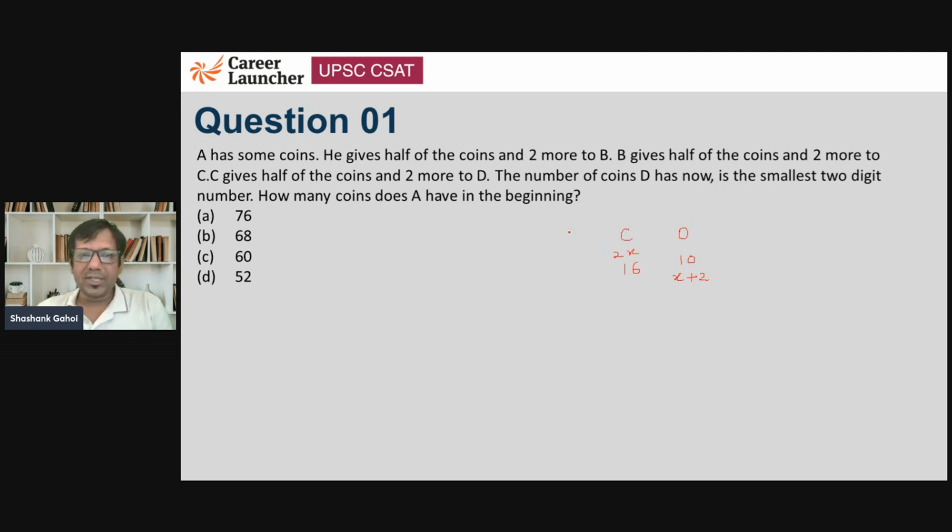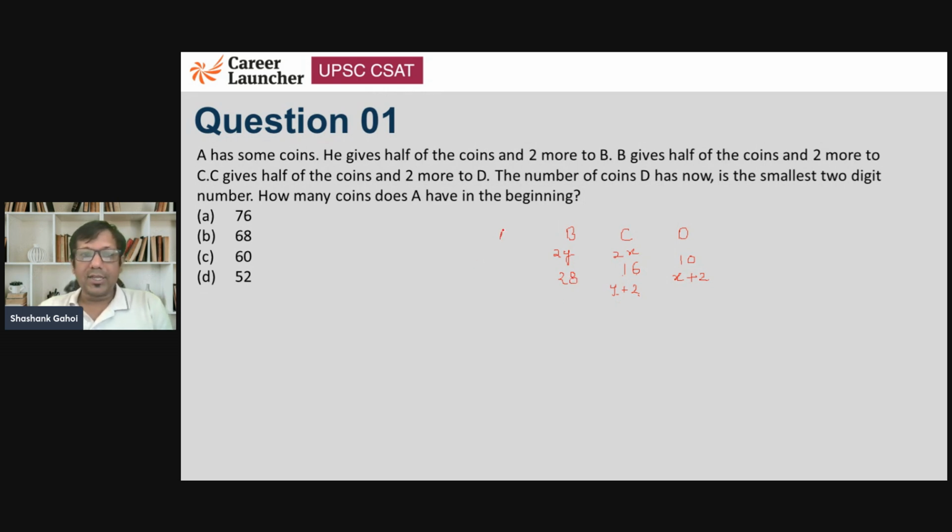Now I'm going to use the same concept to calculate B. So B had 2y coins. It is giving y coins to C plus 2 coins. So y plus 2 comes out to be 16, so y comes out to be 14, and 2y comes out to be 28. So B had 28 coins.